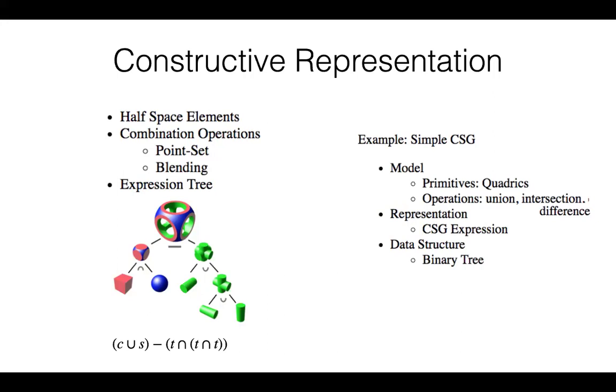So an example would be, there's a simple CSG model. And so the primitives here will be quadrics. So quadrics would include spheres, cylinders, and things like that, right? And then the operations would be point set operations like union, intersection, and difference. And the representation would be an expression in this CSG algebra that would have as operators union, intersection, difference, and as operands the primitives.